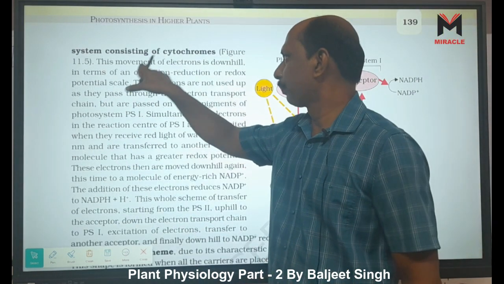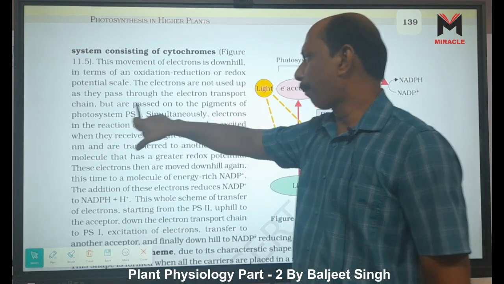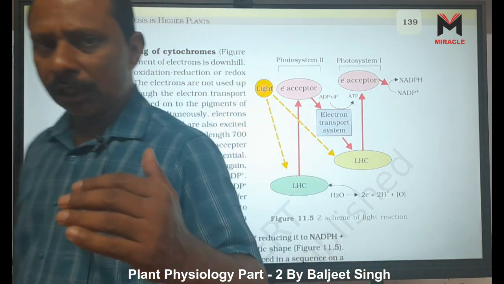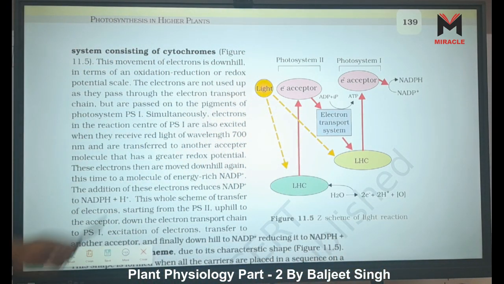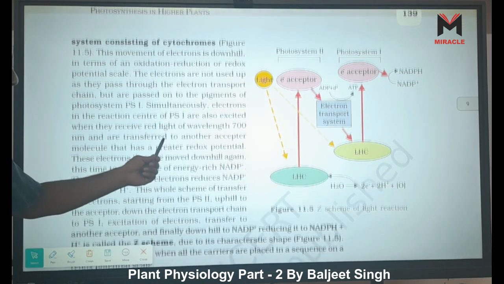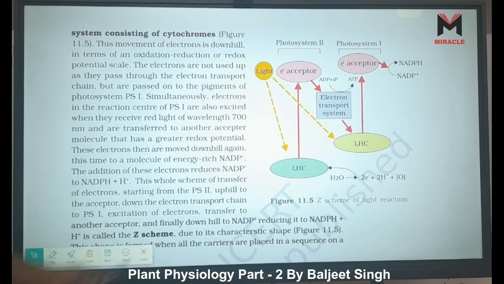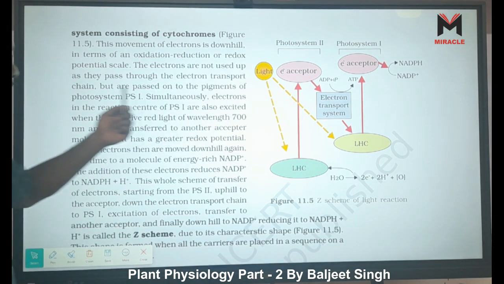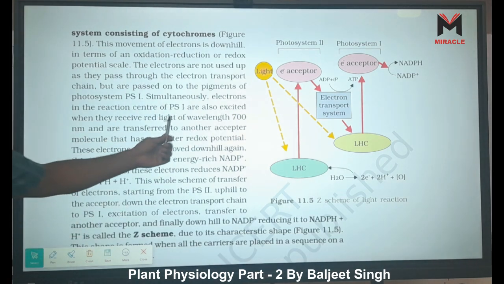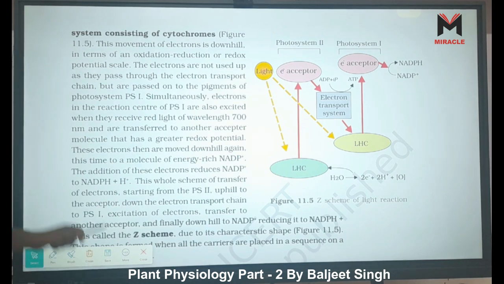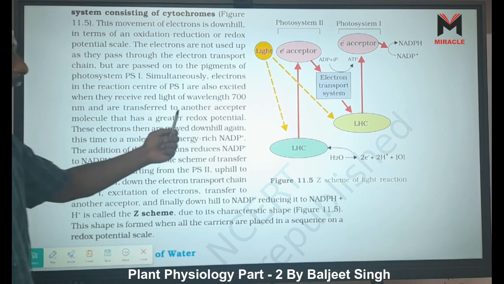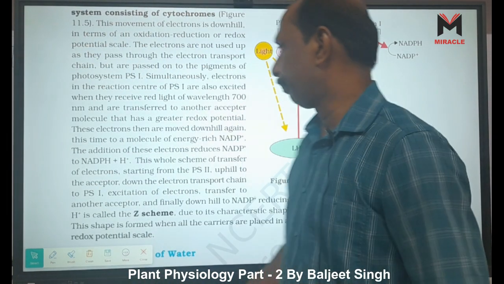They are passed onto the pigment of the photosystem, and ultimately these electrons, through this electron transport chain, are passed to the center. Which center? PS I, right? When they reach the PS I center, what happens? Simultaneously, electrons in the reaction center of PS I are also excited when they receive red light of wavelength 700 nanometer and are transferred to another acceptor molecule that has a greater redox potential, right?